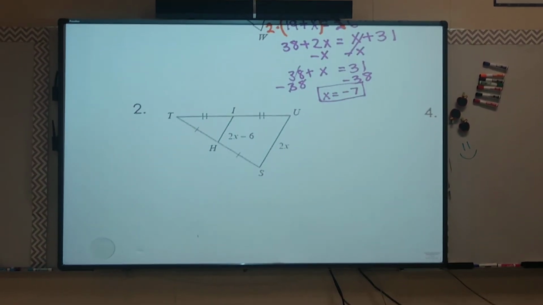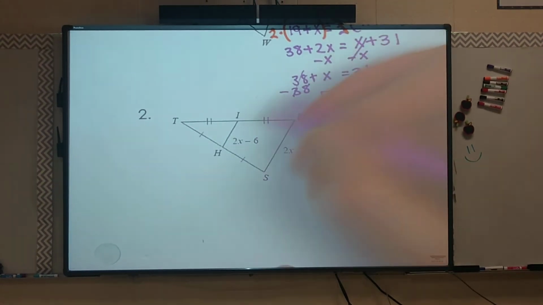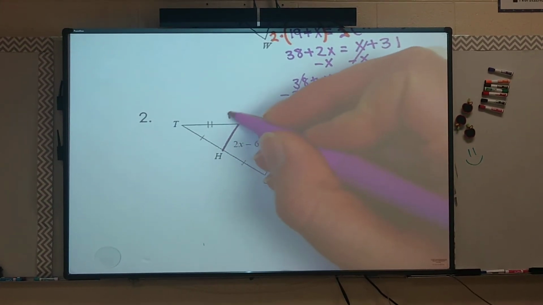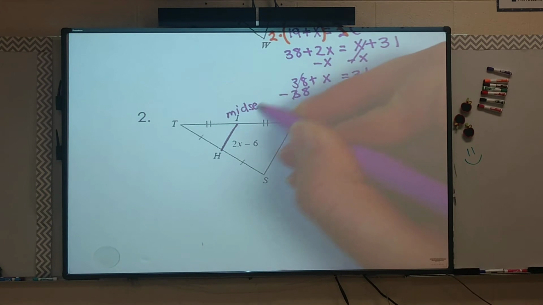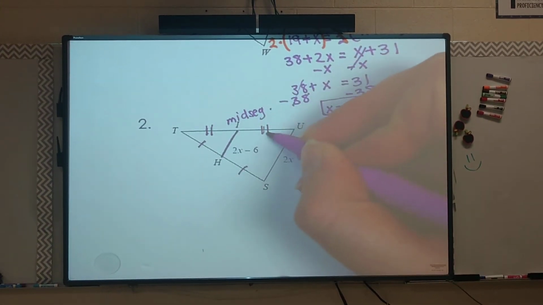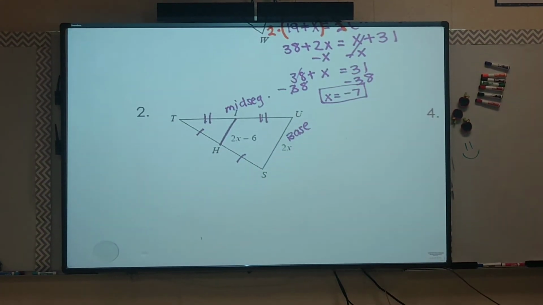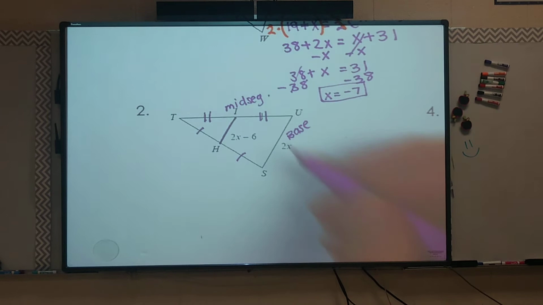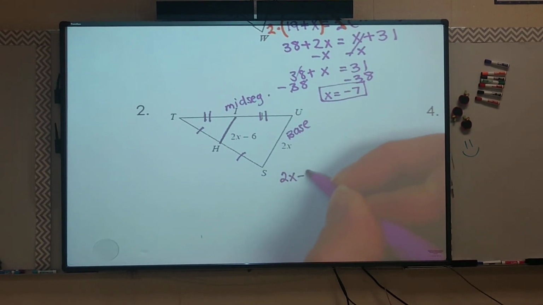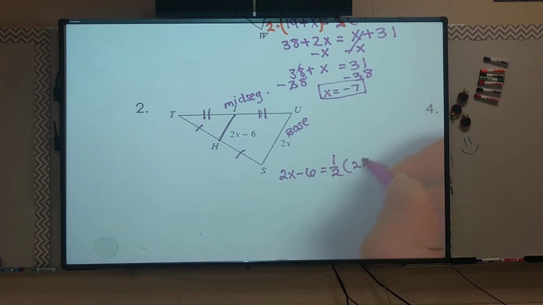Okay. So, same scenario here. Whenever we set this up, we know that this segment is going to be our mid-segment, and the mid-segment theorem holds true because it's saying this is bisecting both sides. And that makes my other remaining piece my base. So, I set it up the same way I did above. I take my mid-segment, 2X minus 6, and it equals half of my base, which is just 2X.